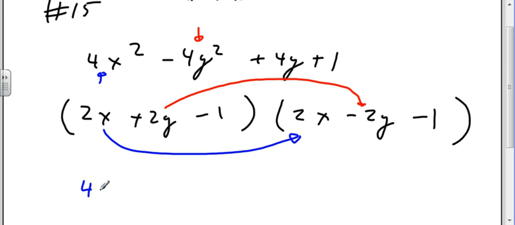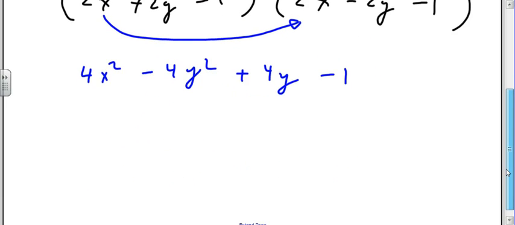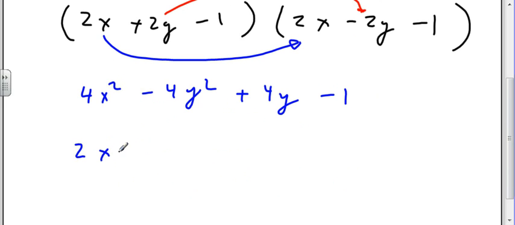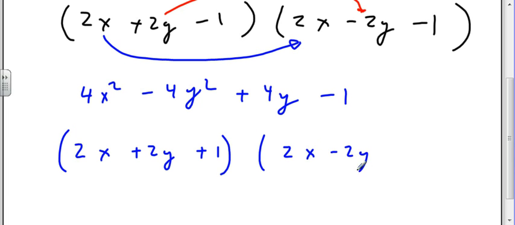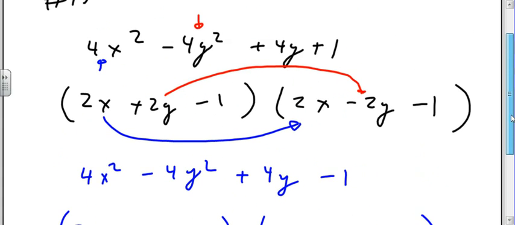So if we look back in the book, we have 4x squared minus 4y squared plus 4y minus 1, and now that solves all of our problems, because now we can have a 2x plus 2y plus 1 and a 2x minus 2y minus 1. And now I've got the x squared term. I've got the minus 4y squared term. I got the minus 1 term. The 4x term goes away. The 2y term goes away, and everything's fine.